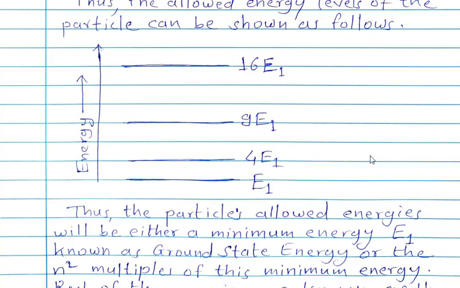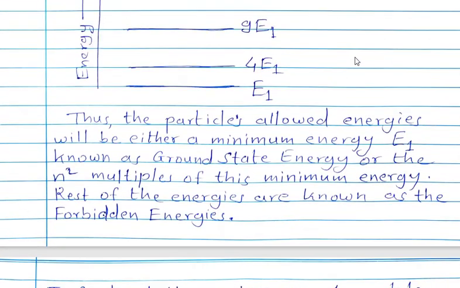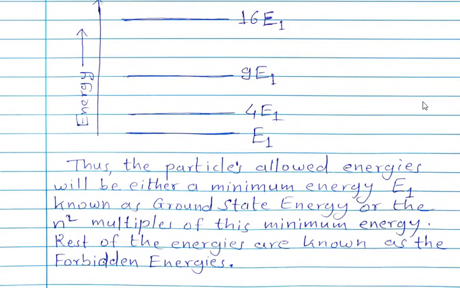And hence, we can conclude that in quantum mechanics, a given quantum mechanical system either possesses a lowest possible energy, that minimum energy of the system being known as its ground state, or some suitable multiple of that minimum energy will be the allowed energies for the given system. Whereas the rest of the energy values are known as forbidden energies.